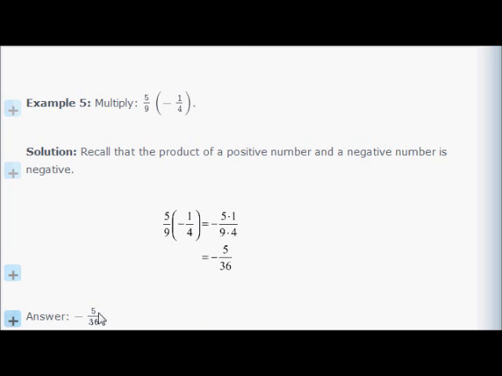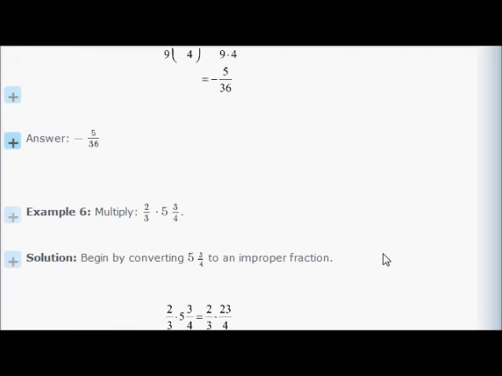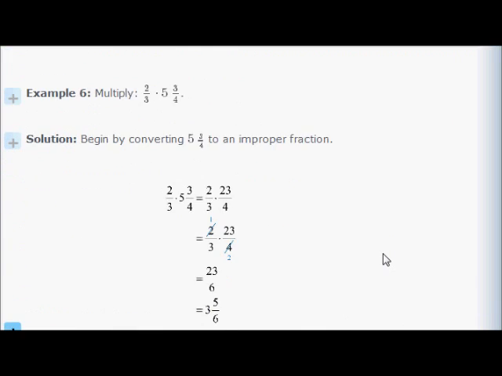Okay, so let's try multiplying an improper fraction by a mixed number. So this illustrates what we touched on earlier, which is that we don't like mixed numbers as much as we like improper fractions because we can do more with improper fractions. So let's get rid of this mixed number. We'll make it an improper fraction.